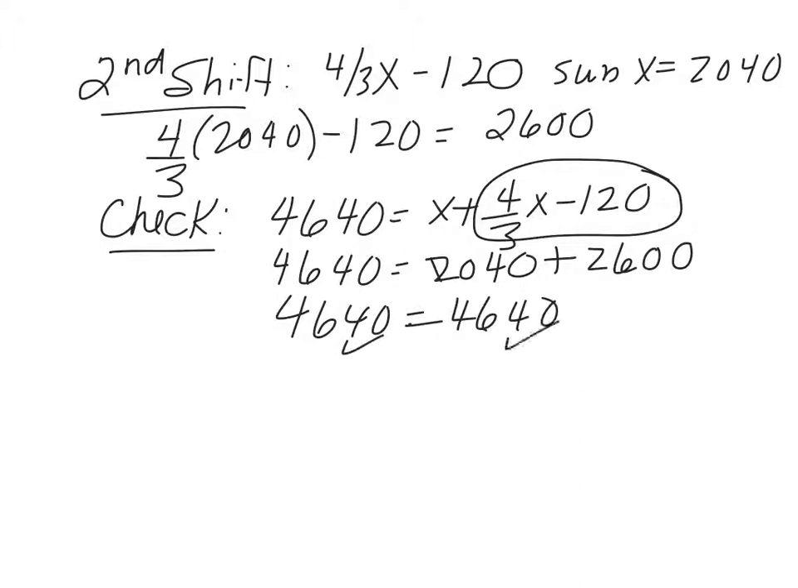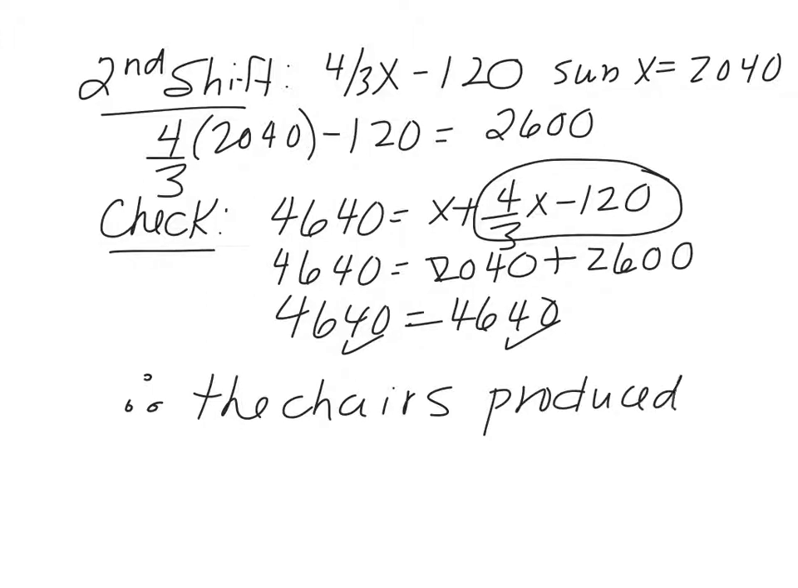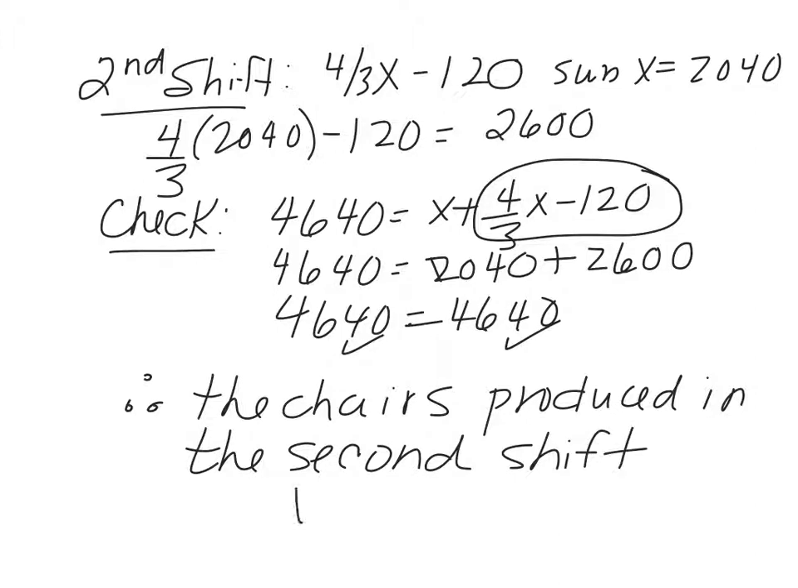The left side is equal to the right side, so we know that our value of 2,040 is correct for x, and that our number on the second shift produced is 2,600. And remember, it's important to always answer the word problem with a sentence. The chairs produced in the second shift were 2,600.